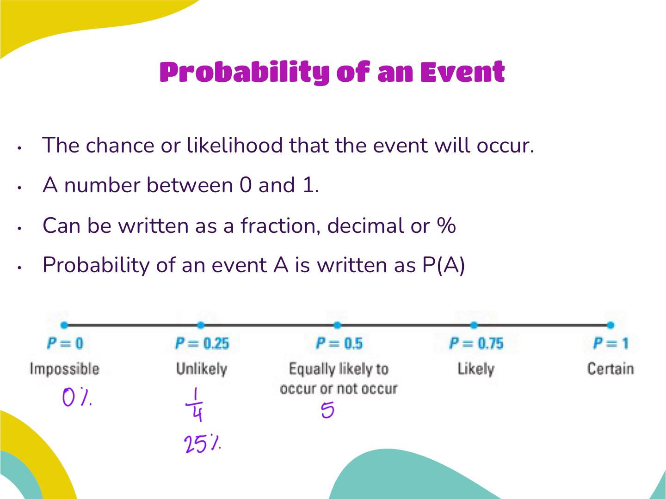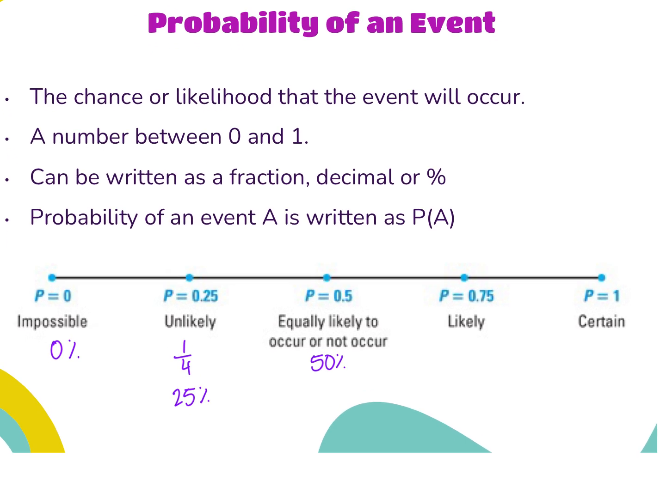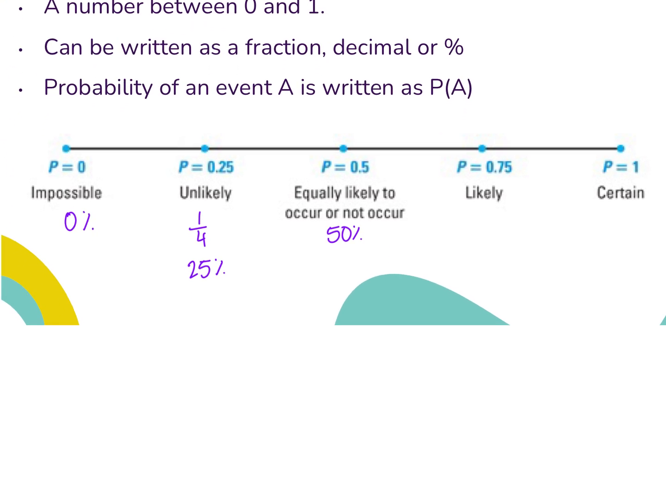This one's going to be 50%. And this is, again, not 50 over 100. It's going to be 1/2. This is 75%, and again, it's not 75 over 100. It's going to be 3/4. And then this one could just be written as 100%. Okay, so just so we have those and clarify those.